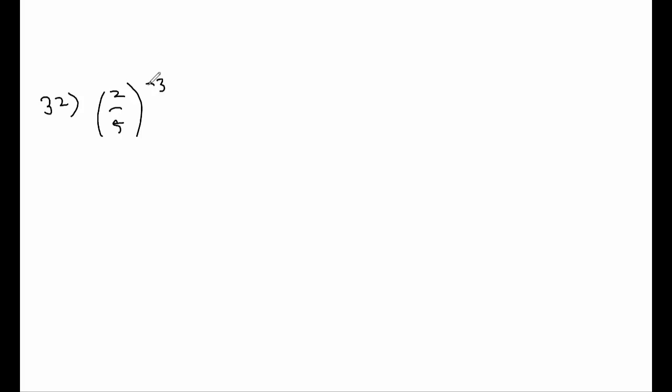Now here I have the negative exponent outside of a bracket, and inside the bracket is a quotient. Well, this is the same thing because we have to make the negative 3 affect both the top and the bottom. So this is the same thing as 2 to the negative 3 and 5 to the negative 3. And again, we're going to use our negative exponent rules. So recall that x to the negative y is equal to 1 over x to the y, and that 1 over x to the negative y is equal to x to the y.